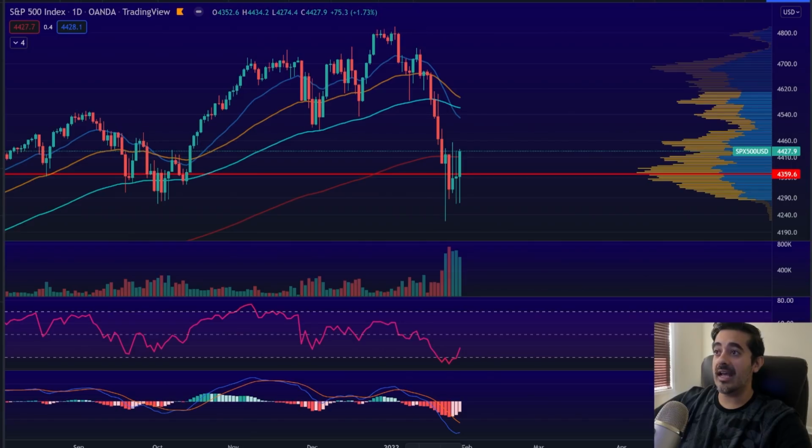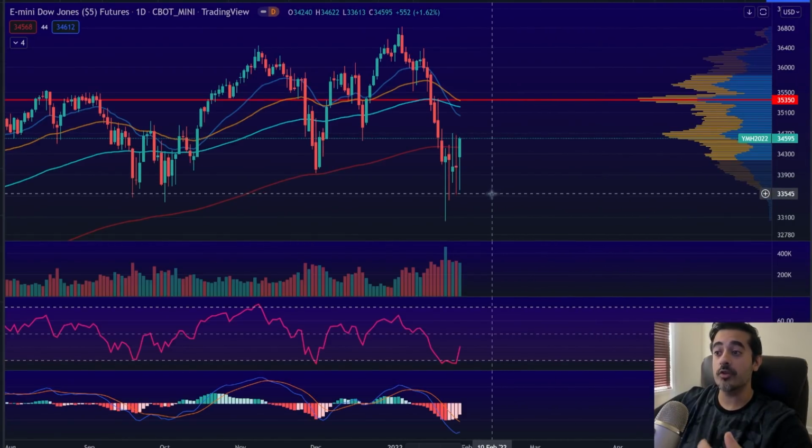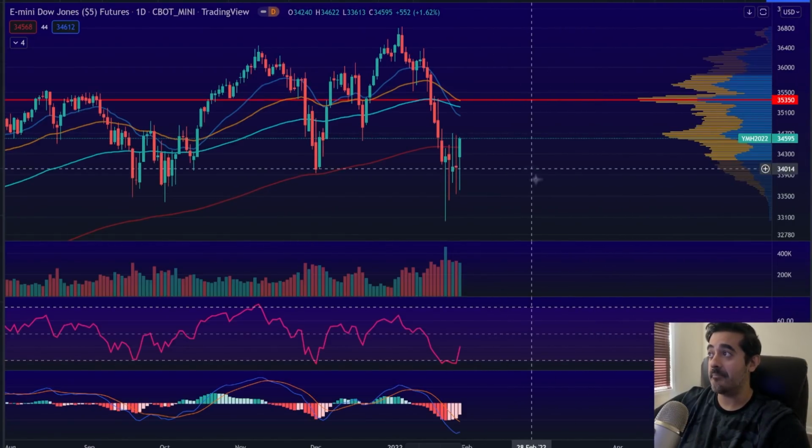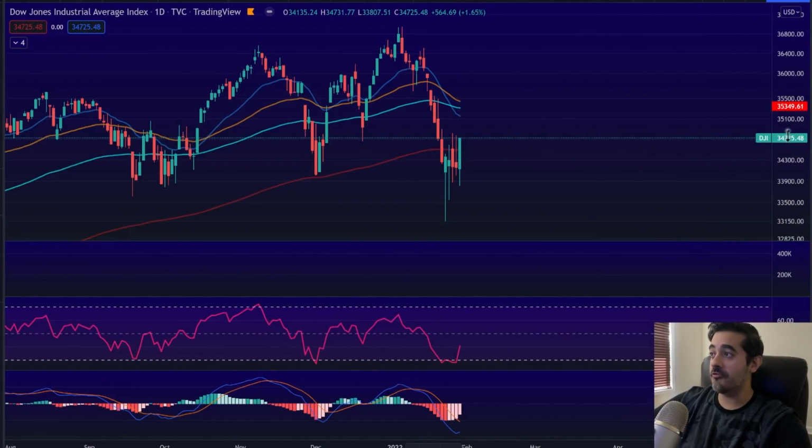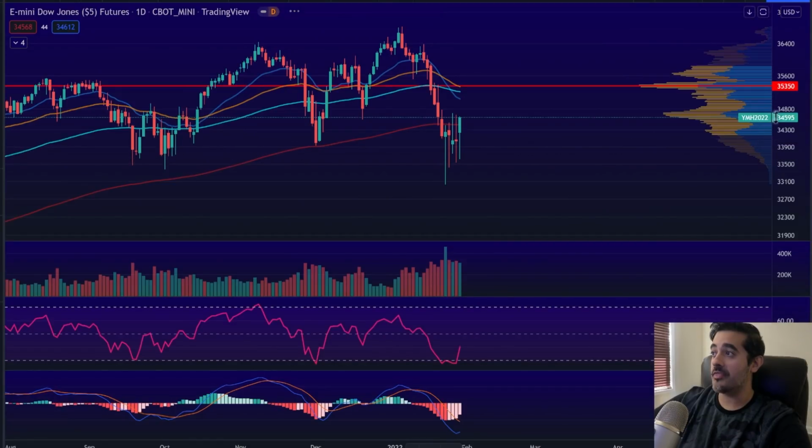Now, I want to look at the Dow Jones Industrial Average futures. So this is what's happened in the futures market. This is what the futures market is betting is going to happen. Well, you see the actual market closed at 34,725. The futures are at 34,595. So the futures are actually down by about 130 points.